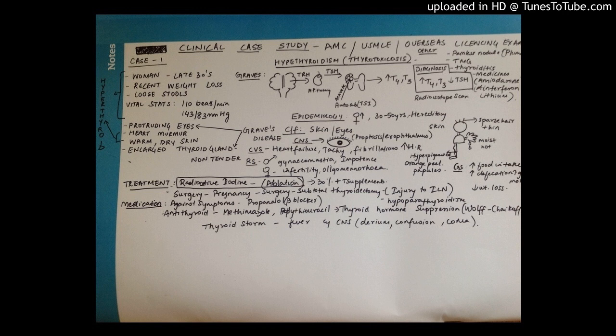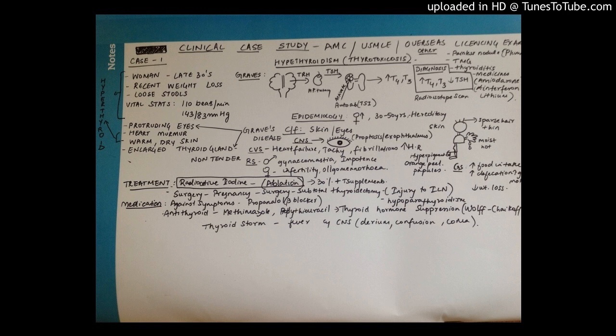These autoantibodies are also called thyroid stimulating immunoglobulins. Immunoglobulin is your antibody, and your autoantibody is the one which is activating. So thyroid stimulating immunoglobulins will activate the cells, and they will start taking up TSH and releasing more of your T3 and T4.